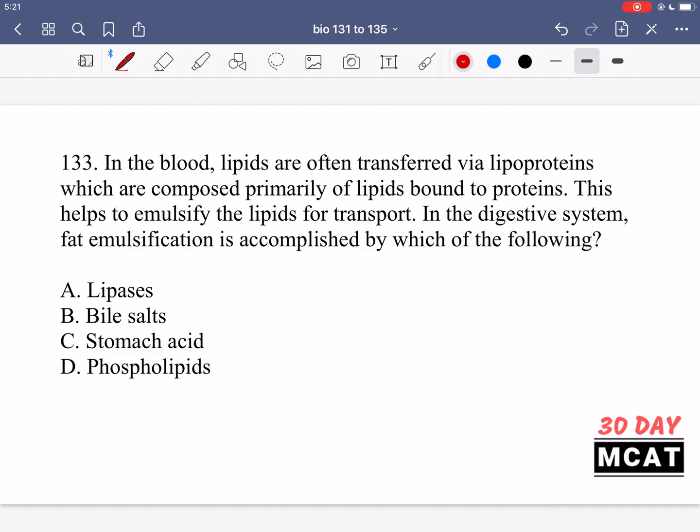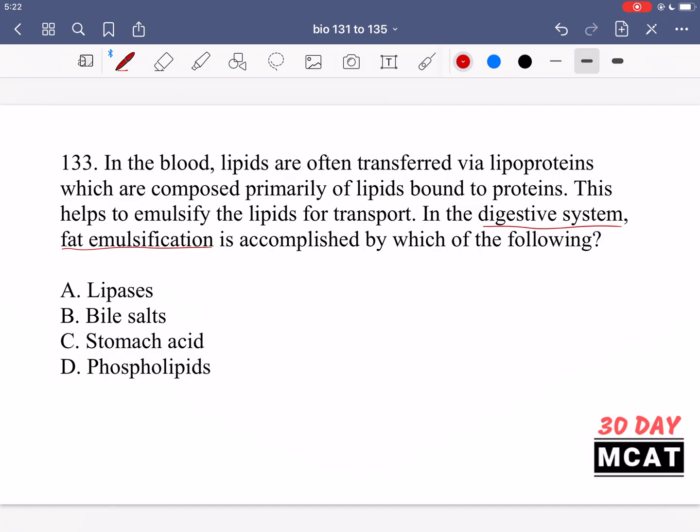In question 133, it says in the blood, lipids are often transferred via lipoproteins, which are composed primarily of lipids bound to proteins. That's why they're called lipoproteins. So this helps to emulsify the lipids for transport. In the digestive system, fat emulsification is accomplished by which of the following? So the main question that we're asked here is, in the digestive system, how is fat emulsification accomplished?